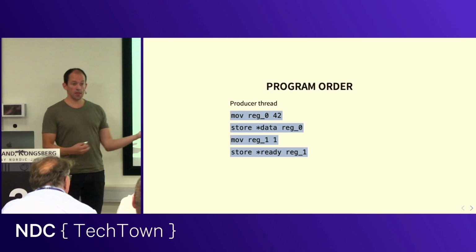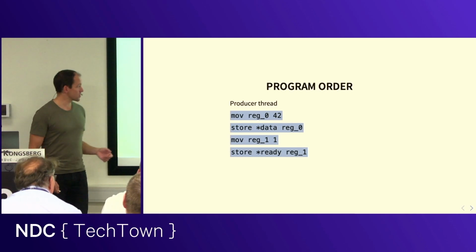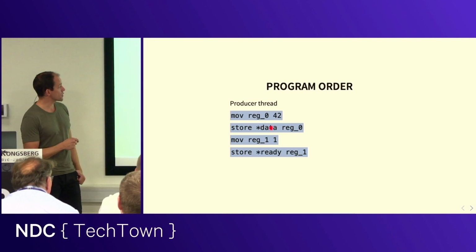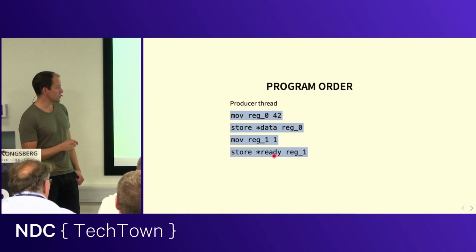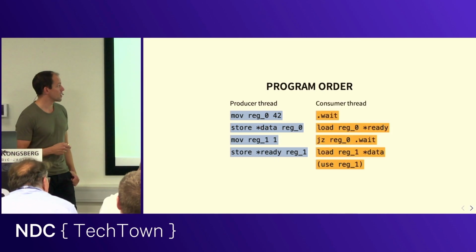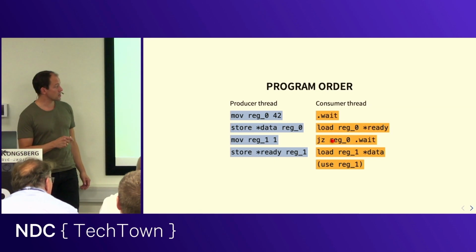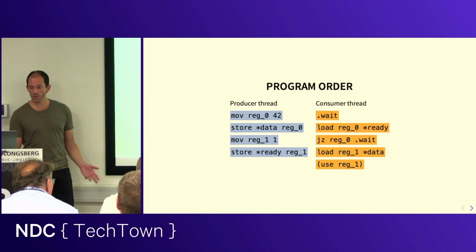So here's the data and ready example that we've been using. This time the data is just an int or something. So we put 42 into reg 0, store that as data, and then 1 here is true, so we store true to ready. And in the consumer thread we have this wait label. We load ready, and if it's 0, we just jump around here until it becomes true, and then we load the data and we use the data.